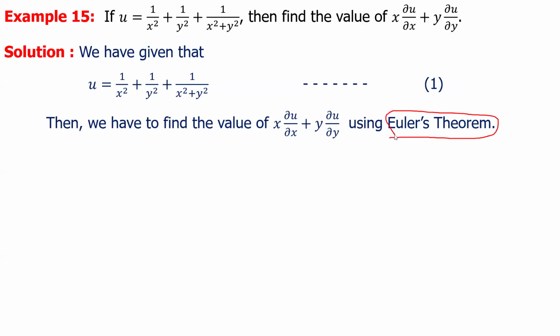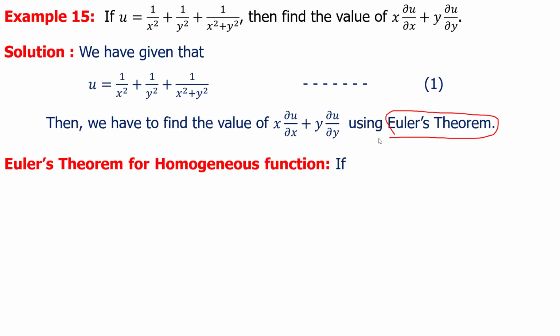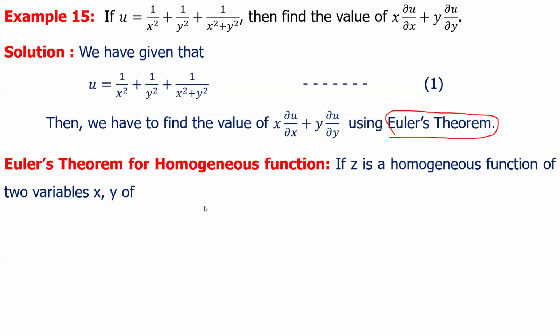Now, let us discuss what is Euler's theorem for homogeneous function. Euler's theorem for homogeneous function: if z is a homogeneous function of two variables x and y of degree n, then x del z del x plus y del z del y is equal to nz.